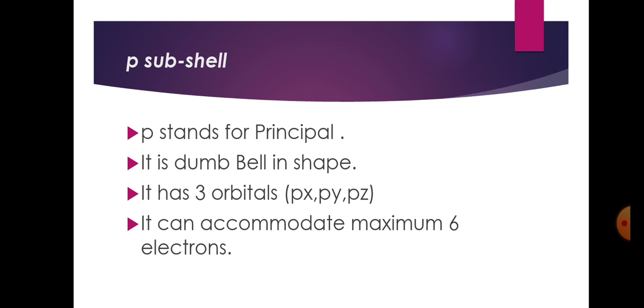Then the P subshell. P stands for principal. It is dumbbell in shape, having two loops. It has three orbitals, px, py, and pz, and it can accommodate a maximum of 6 electrons. One orbital can accommodate only 2 electrons, and here 3 orbitals are present, so 3 multiplied by 2 is equal to 6 electrons.